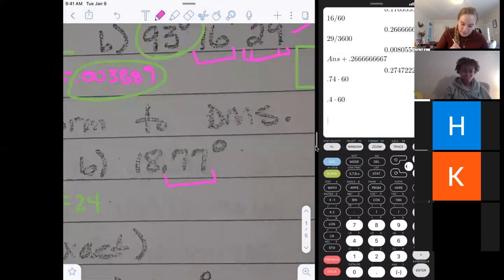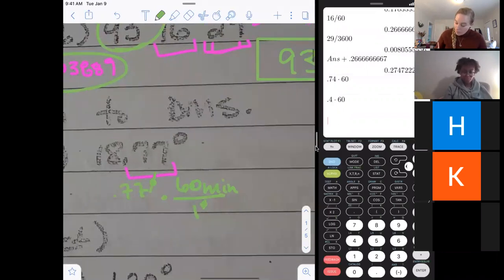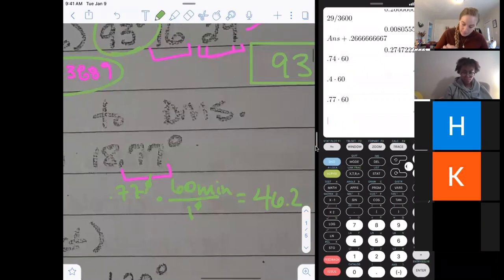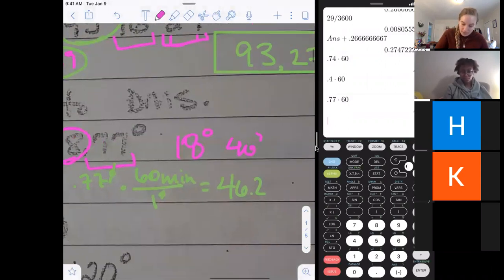All right, here I've got 0.77. So let's do that. 0.77, that's in degrees. So I'm going to multiply by 60 minutes over 1 degree. Again, you can use a little circle. Sometimes that makes me think it's a 0, so that's why I've been writing out degrees, but whatever floats your boat. 0.77 times 60 is going to be 46.2. Okay, so I knew I had 18 degrees. That doesn't change. I have 46 minutes though, because I just solved that.